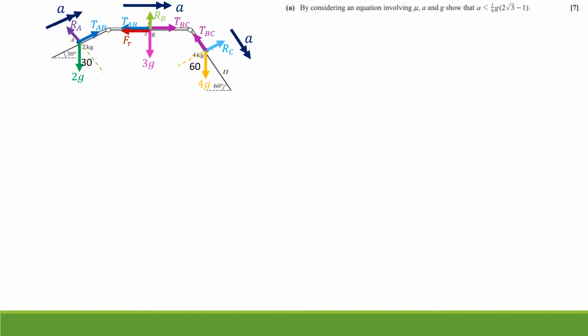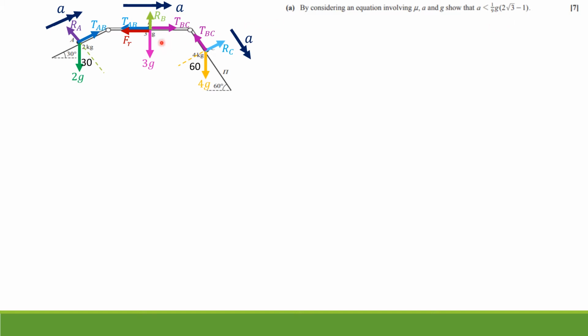Now in section A, we have got to consider an equation in terms of mu, a and g to show that mu is less than 1/9 G (2√3 minus 1). Now, normally when you've got an inequality, the inequalities are looking at using the friction. So as soon as you're looking at friction or the coefficient of friction, that's where this inequality is coming in. So we're going to be looking at something to do with this friction to be able to get this inequality.